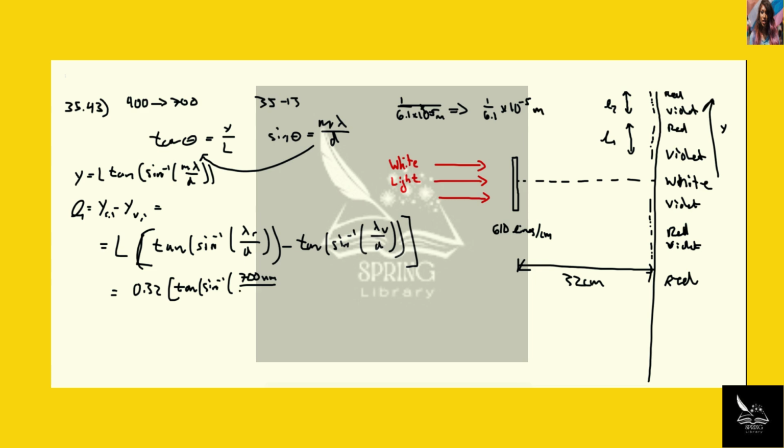Okay, so let's plug that in. 1 over 6.1 times 10 to the negative 5 meters, and 700, which I'm going to rewrite as 700 times 10 to the negative 9 meters. Then let's subtract off our other one, tan inverse sine of 400 times 10 to the negative 9 over 10 to the negative 5. If we plug all that in, we get L1 is 0.0706 meters.